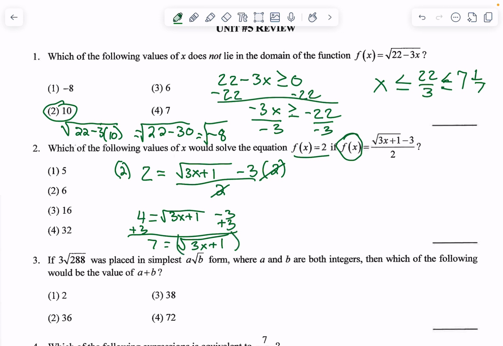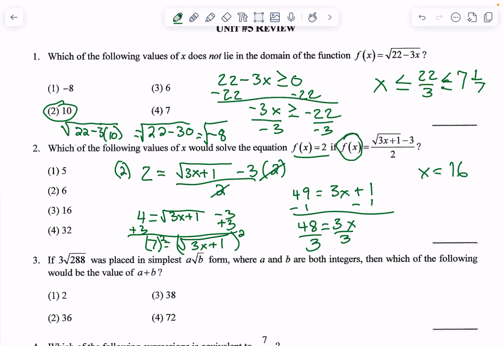And if we square both sides now, we get 49 is equal to 3x plus 1. Subtract 1. We get 48 is equal to 3x. Divide by 3. We get x is equal to 16. All right, so this was 3.